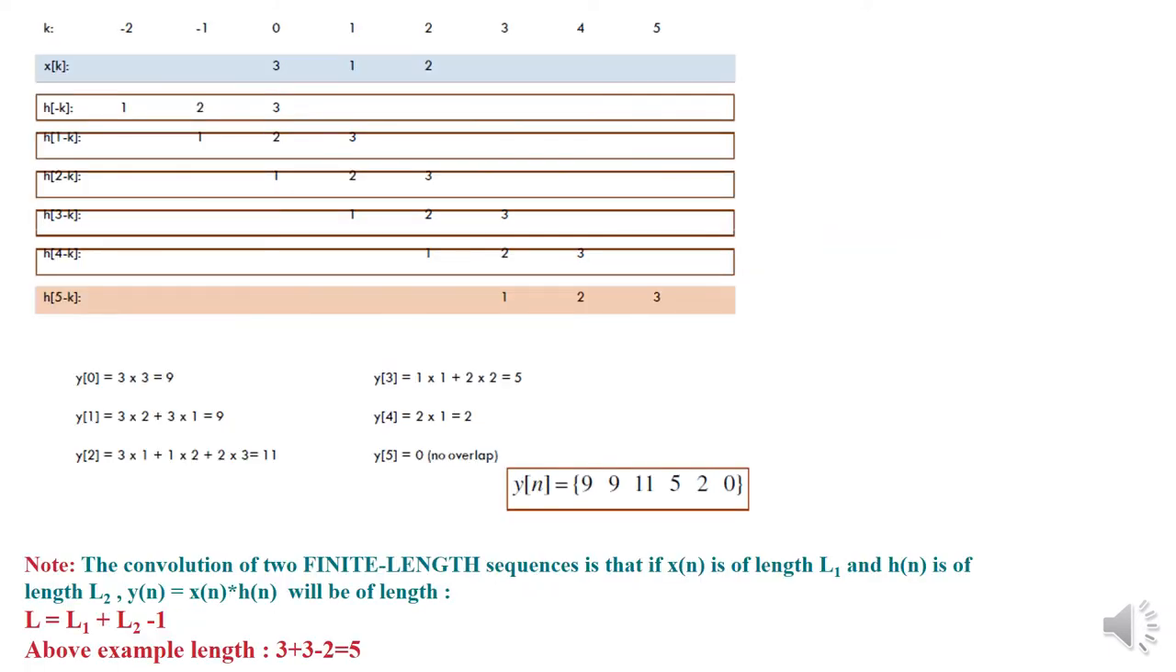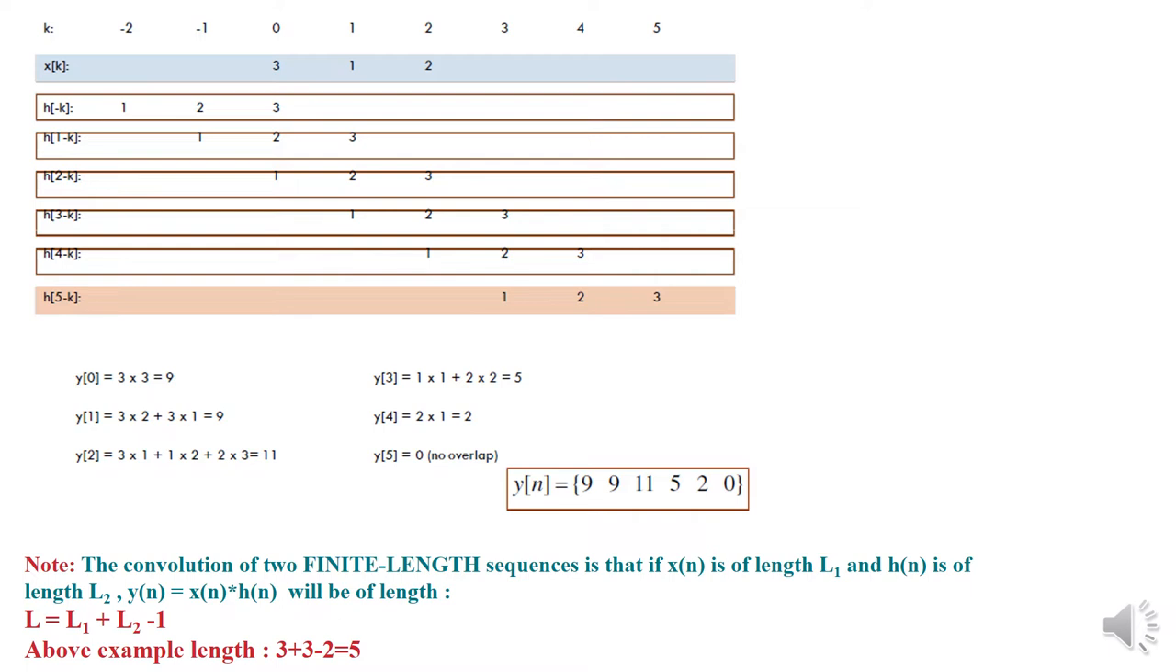Then, if you want, we can find y5. For that, we consider xk and h5 minus k. You can see there is no overlapping between xk and h5 minus k, because xk ends at k equal to 2 and h5 minus k starts from k equal to 3. Therefore, when we multiply them together, y5 is equal to 0. So likewise we can find yn. yn is 9, that is the value at n equals 0, then again 9, 11, 5, 2, 0.